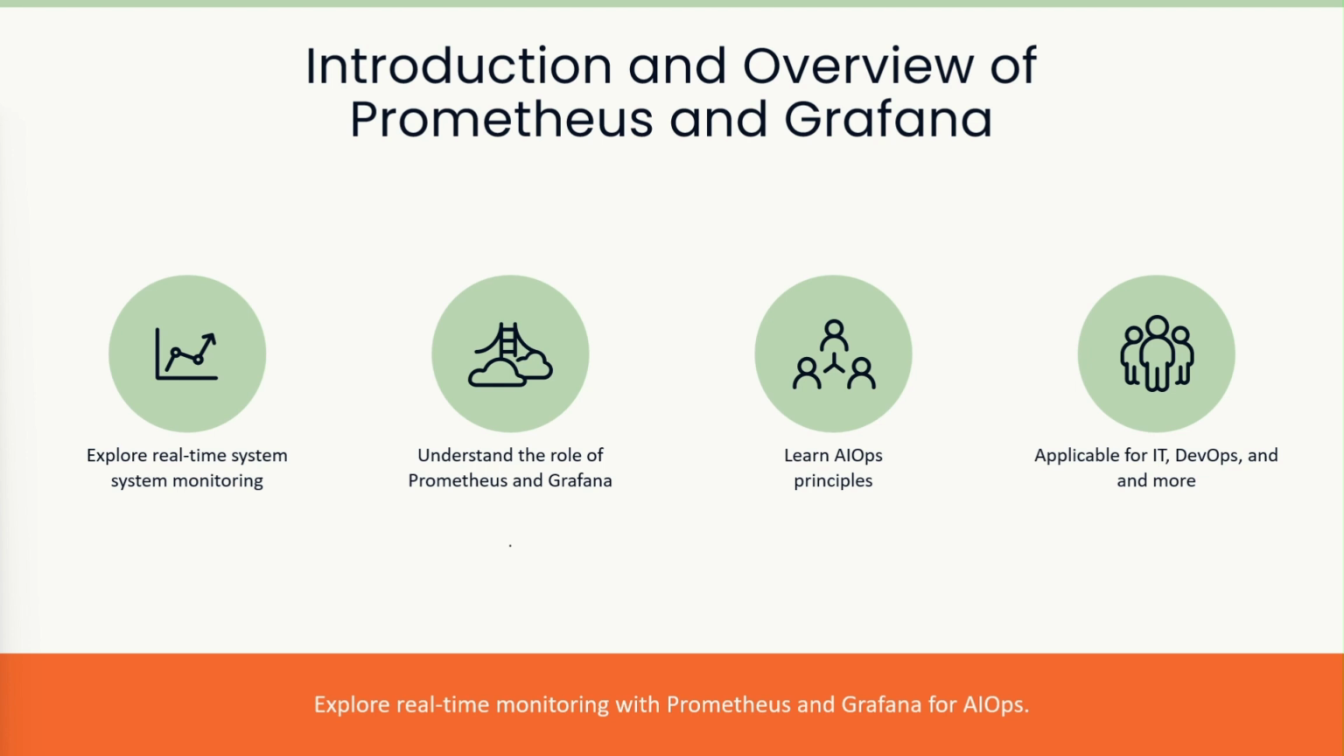Prometheus is a powerful, open source tool for real-time system monitoring. It was originally built by SoundCloud, but is now a core part of the Cloud Native Computing Foundation, which is CNCF. It works by scraping metrics from servers, applications, or any other system you want to monitor. Then we have Grafana, which takes all those metrics and visualizes them.